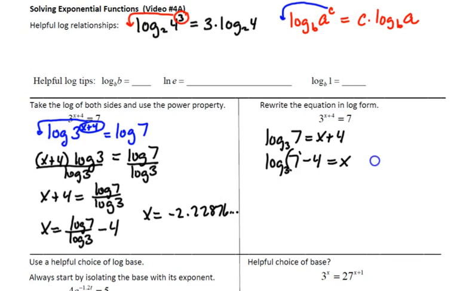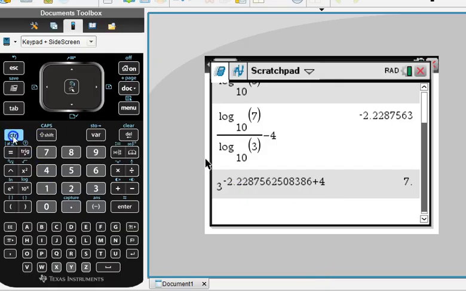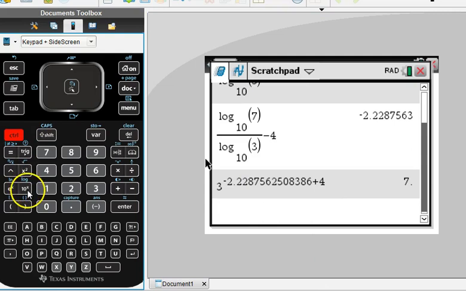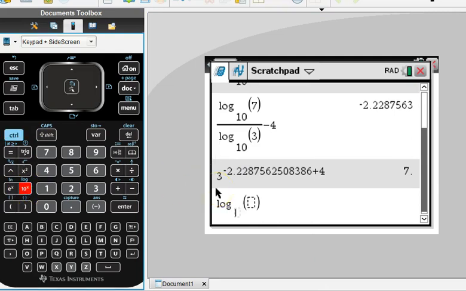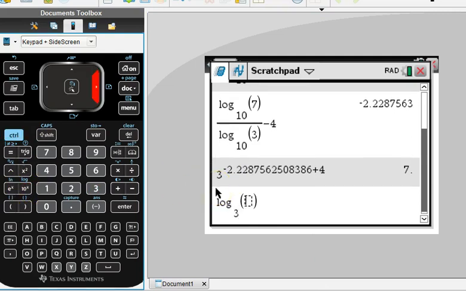Now this 7 is inside the log and the minus 4 is not inside the log, so you cannot combine that and make that number 3. This is inside the log, this is outside the log. So if I do this on my calculator, control 10 to the x, now I'm going to put in log base 3 of 7 minus 4.